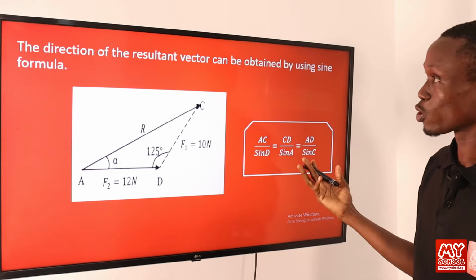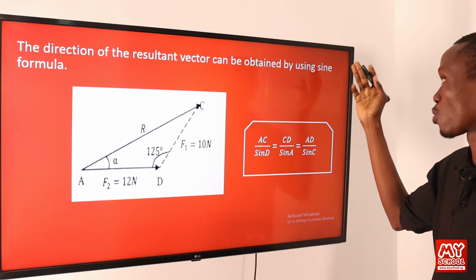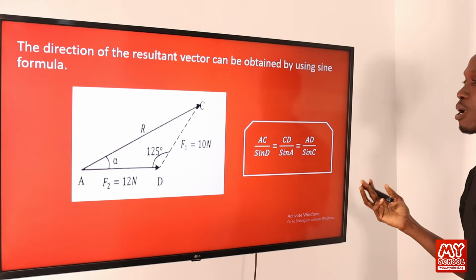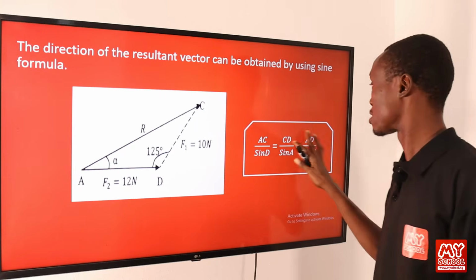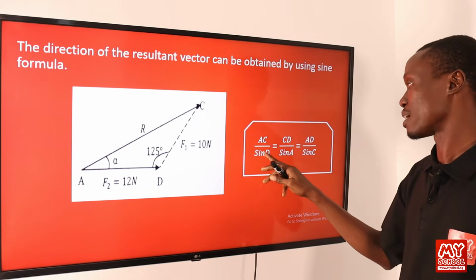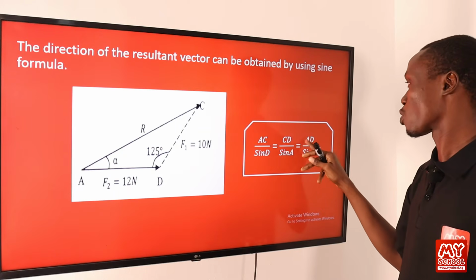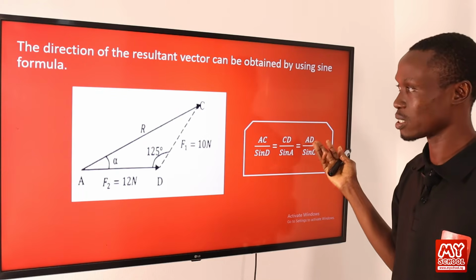Okay, so if you want to get the direction of the resultant vector, we use what is called the sine formula. So let's use this. This is a rectangle. The sine formula is simply this: AC over sine D equals CD over sine A equals AD over sine C. So this is how it goes.